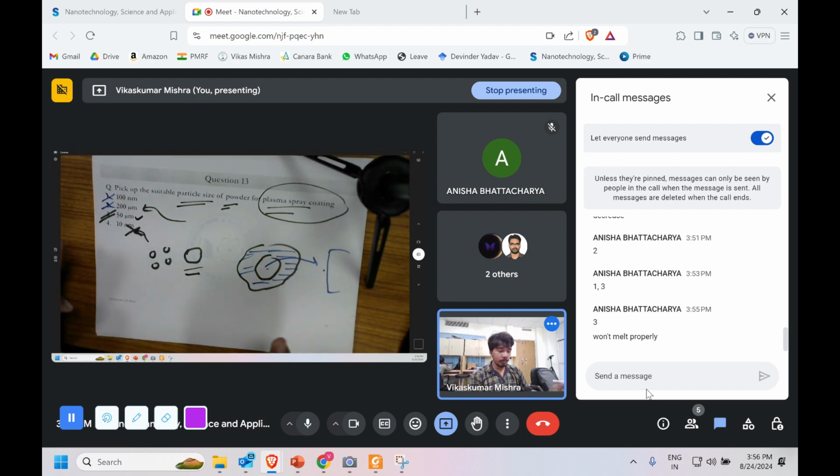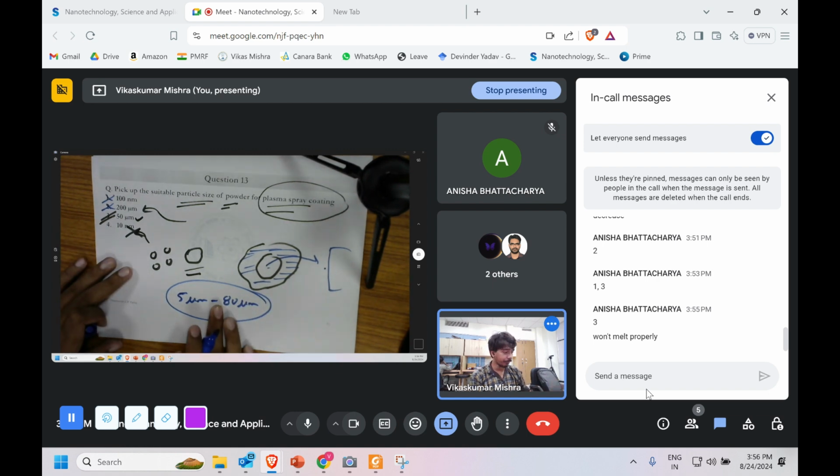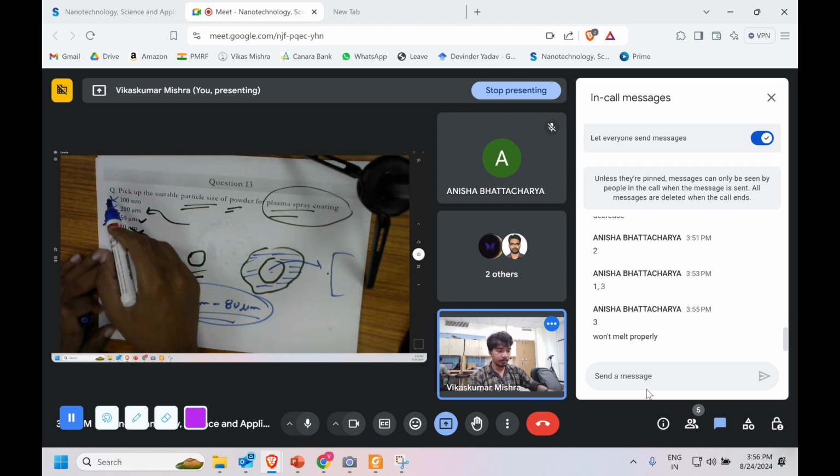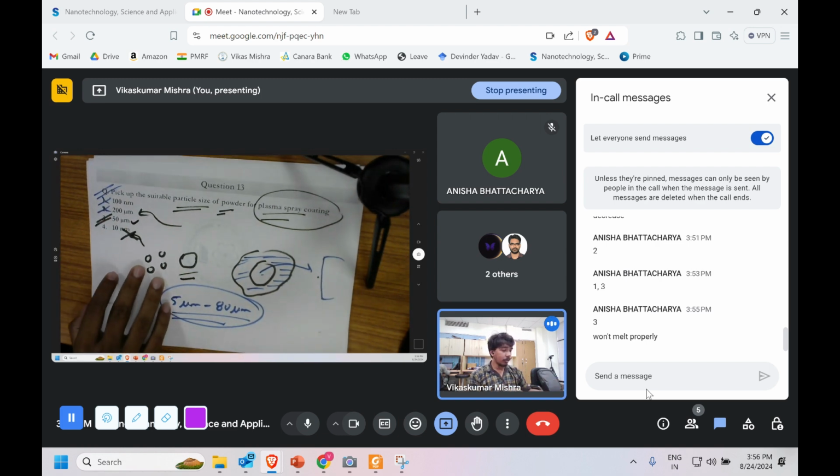So more or less, on average, we prefer 5 micrometer to 80 micrometer. This is what we have learned in the class, I think. 5 to 80 micrometer is the range preferred for plasma spray coating. And with that, we have solved question number 13. Let's move to the next question.